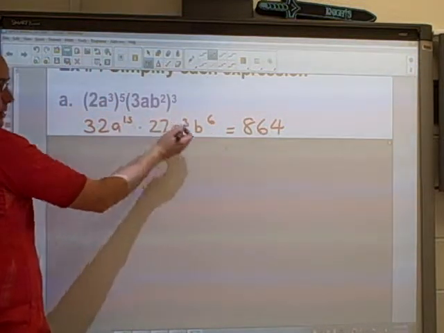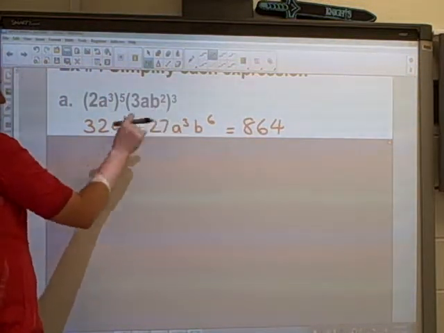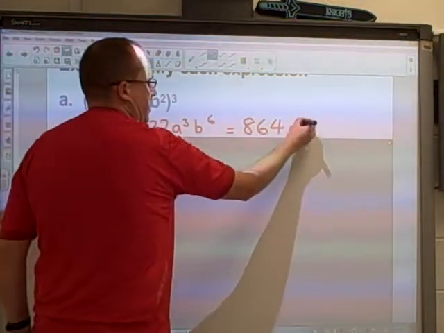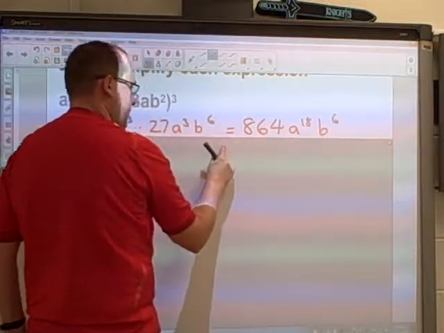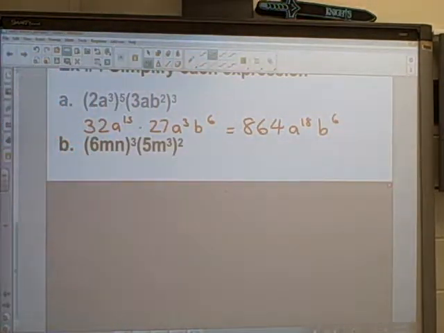We've got a's and a's, so we can combine these. As we're multiplying, we're going to add these together. So 15 plus 3 is 18. And then we just add b to the 6 on the end here. We can do the same with this one.